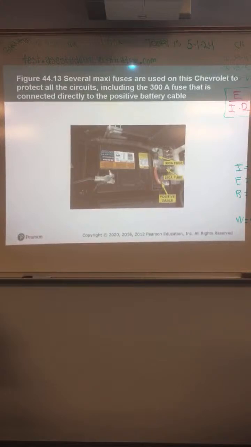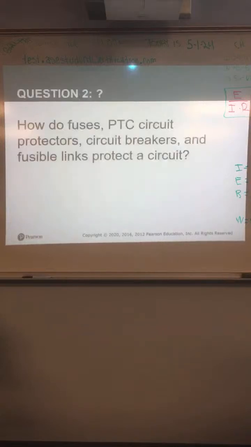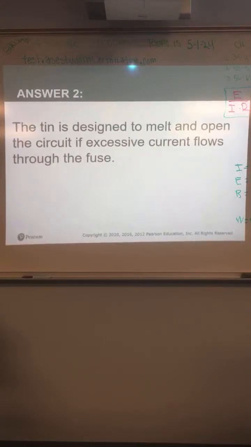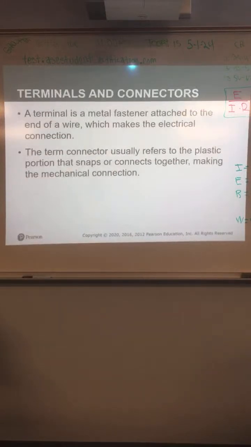This is one of those batteries that has a bunch of fuses connected to it at the positive cable. A 300 amp fuse goes directly to the positive cable. That protects the whole system. Fuses, PTC circuit breakers, and fusible link protective circuits are designed to melt and open the circuit if too much current flows through the fuse.